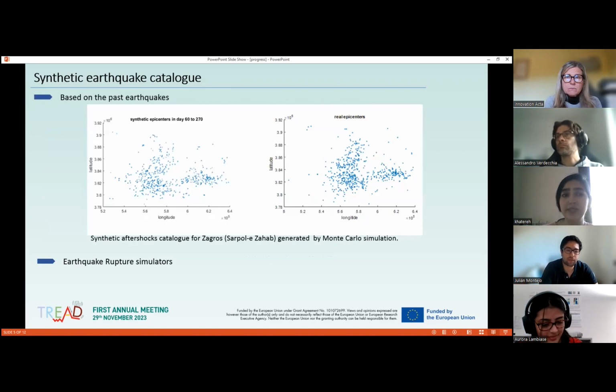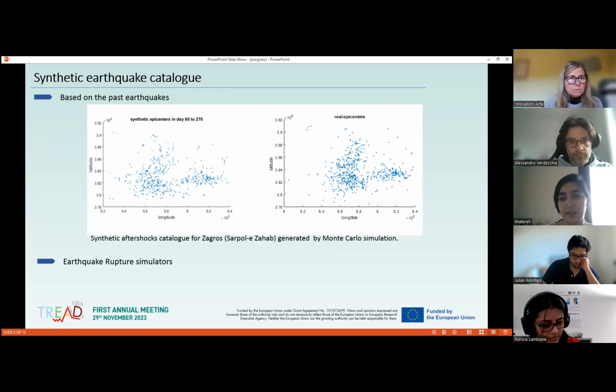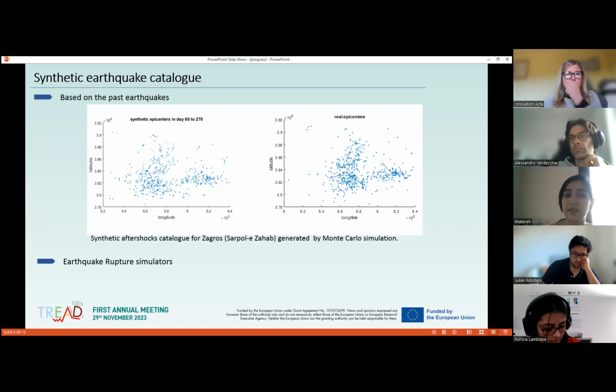There are two methods for synthesizing earthquake catalogs. The first one is based on past earthquakes. This was the subject of my master's degree thesis. We can see the comparison between synthetic epicenters and real epicenters. The distribution is somewhat the same and the magnitudes are also the same. This is for the Zagros region in Iran, and the number just decreased because it is the aftershocks catalog.